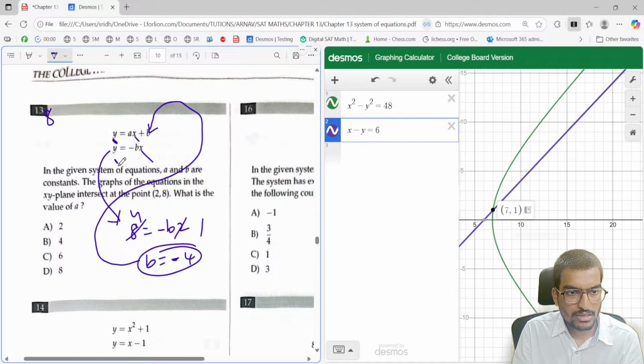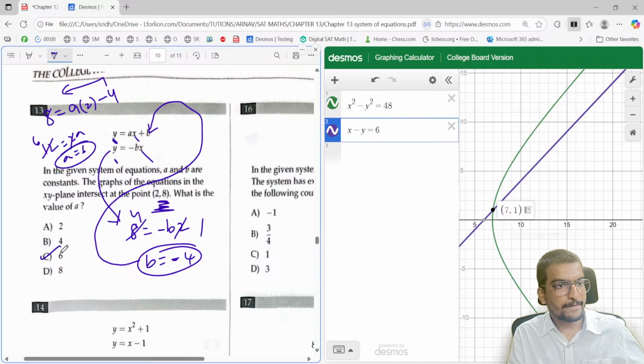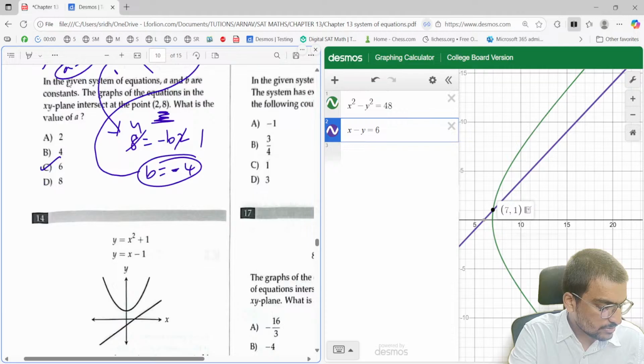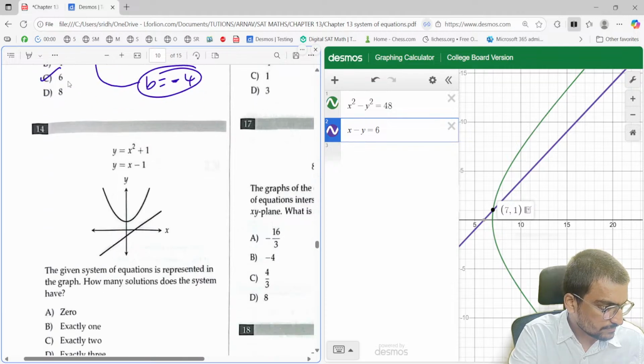Y is 8. They already mentioned here y is 8 and x is 2. So 8 equals a times 2 plus b, which is -4. So it's going to be 12 equals 2a, 2 6s are 12, so a equals 6. So that's option C. Till then, try question number 14.